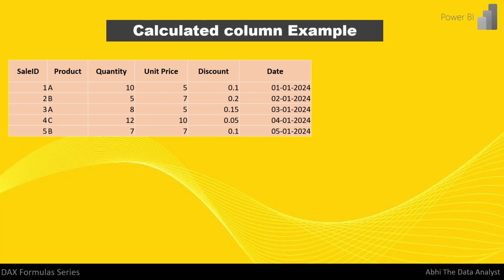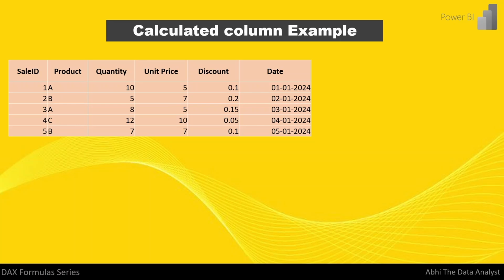Say for example, if you want to calculate a column. So how does the calculated column work? Say you have data which has sales ID, product, quantity, unit price, discount, and date. You want to calculate the total sales. So how do you calculate that? Basically you will multiply the quantity with your unit price. In the first row you can see that we have a quantity of 10 and each unit price is 5. So 10 into 5 will be 50. Like that you calculate.